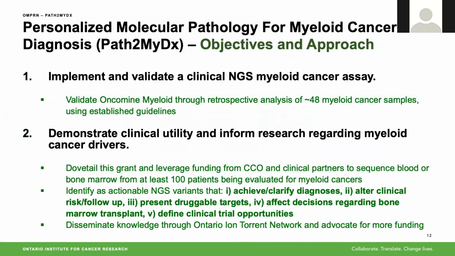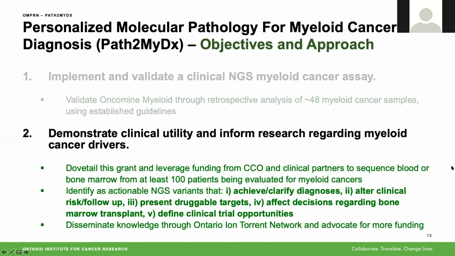So there were two objectives of the OMPRN grant, which we just wrapped up and are analyzing the data now. The first was to implement and validate this new tool in the clinical lab. And another important point was to demonstrate the clinical utility and to inform some research. And for utility in bold, we'll focus, in the interest of time, on the utility side. What we defined as useful was when it helped the pathologist to achieve or clarify the diagnosis, or if this informed for the patient and clinician the risk profile and the follow-up that was necessary in the clinic, or if there are available drugs to target genes, or if it affects decisions regarding bone marrow transplant or clinical trial opportunities.